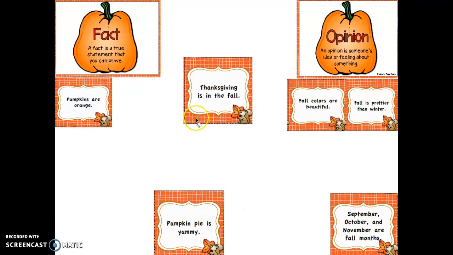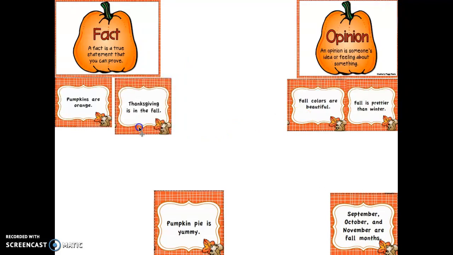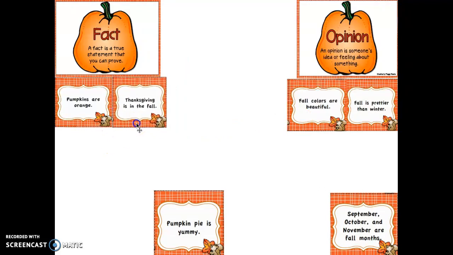Thanksgiving is in the fall. Now, this is a fact because we can prove Thanksgiving is in the fall. Thanksgiving is in November. And like we've learned probably in 1st and 2nd grade, November is considered a fall month. It falls in the season of fall. So this is a statement that can be proven. It's a fact.